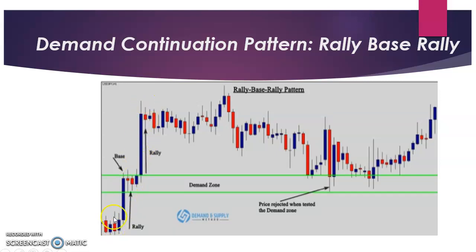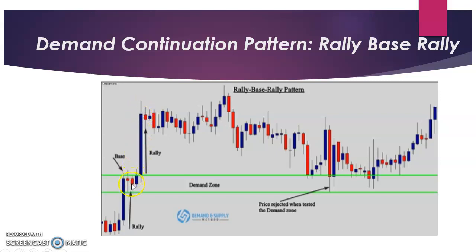As you can see from this side, there is a small candle here followed by a big candle. There was a series of small bodied candles again, and there is a big movement. Now, this is what we call rally. The first big movement is a rally. Then it formed a base, which are a group of small bodied candles. Then there is another big move to the upside.